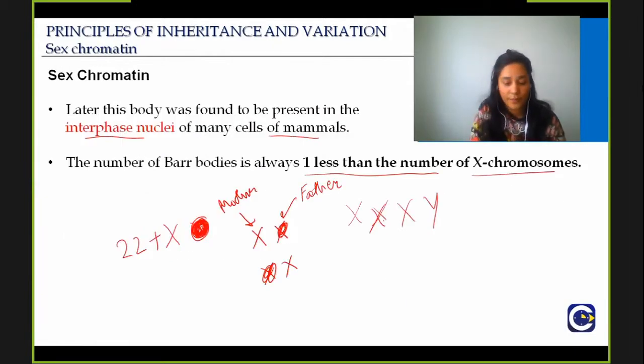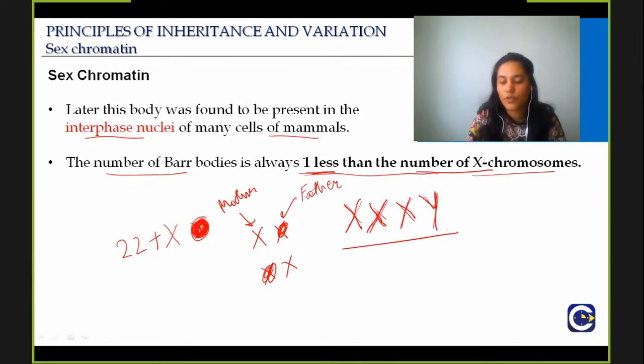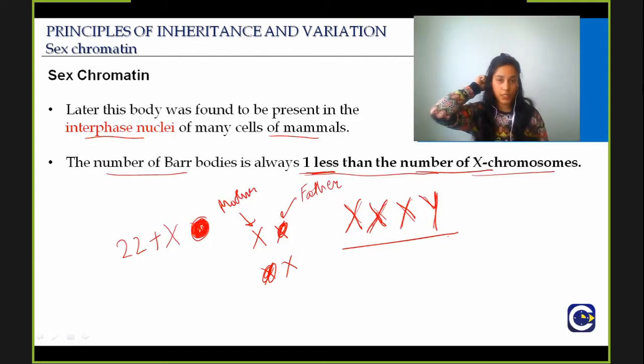Okay, now you have to tell me, the number of bar bodies is always 1 less than the number of X chromosomes. Hypothetically, if this is the genotype of the sex chromosome, what is the number of bar bodies? Bar bodies is 1 less than the number of X chromosomes. Tell me. What will be the number of bar bodies? Let's say this is a hypothetical condition. Later in the subsequent sessions, we are also going to see such things.